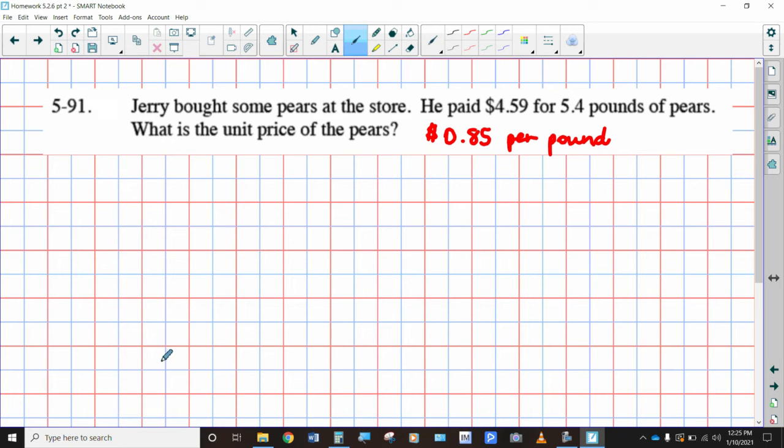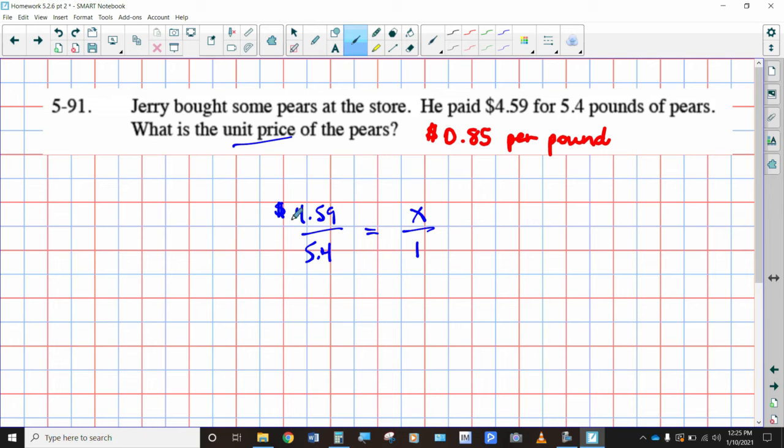Jerry bought some pears at the store. He paid $4.59 for 5.4 pounds. So I'm going to write that as a rate. $4.59 for 5.4 pounds. So if we want to find the unit rate or the unit price, we need to figure out how much that is for 1 pound.